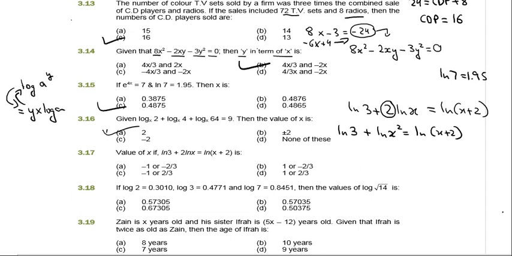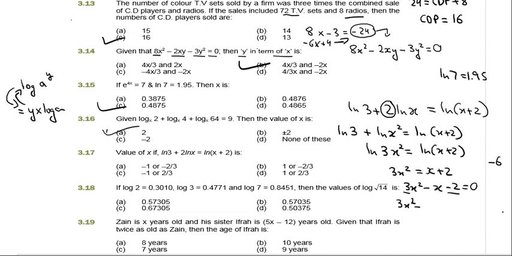and since there is a plus sign, we can convert it into multiplication. It will be ln 3x square is equal to ln of x plus 2, and now 3x square will be equal to x plus 2. Now 3x square minus x minus 2 is equal to 0. 3 into minus 2 is minus 6, so we have to break the middle term in such a way that its multiplication is also minus 6. We can break it into the form 3x square minus 3x plus 2x minus 2 is equal to 0.